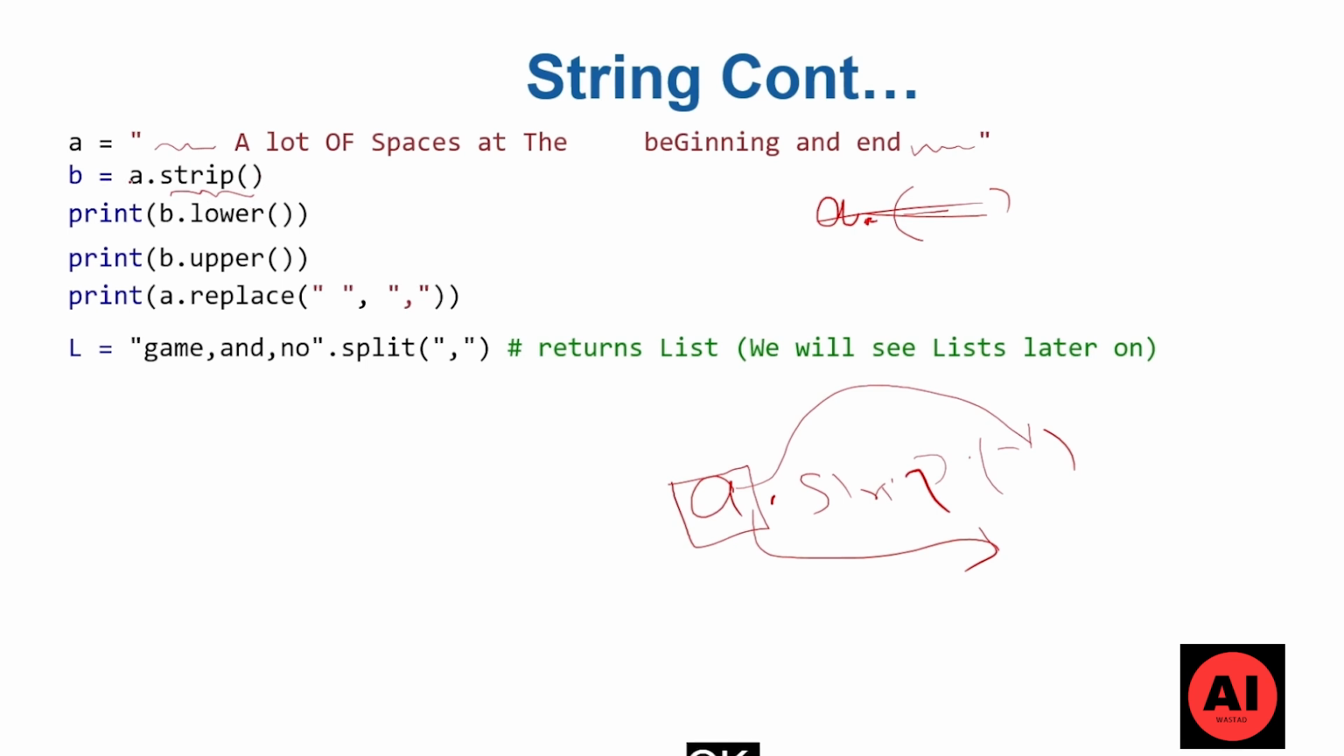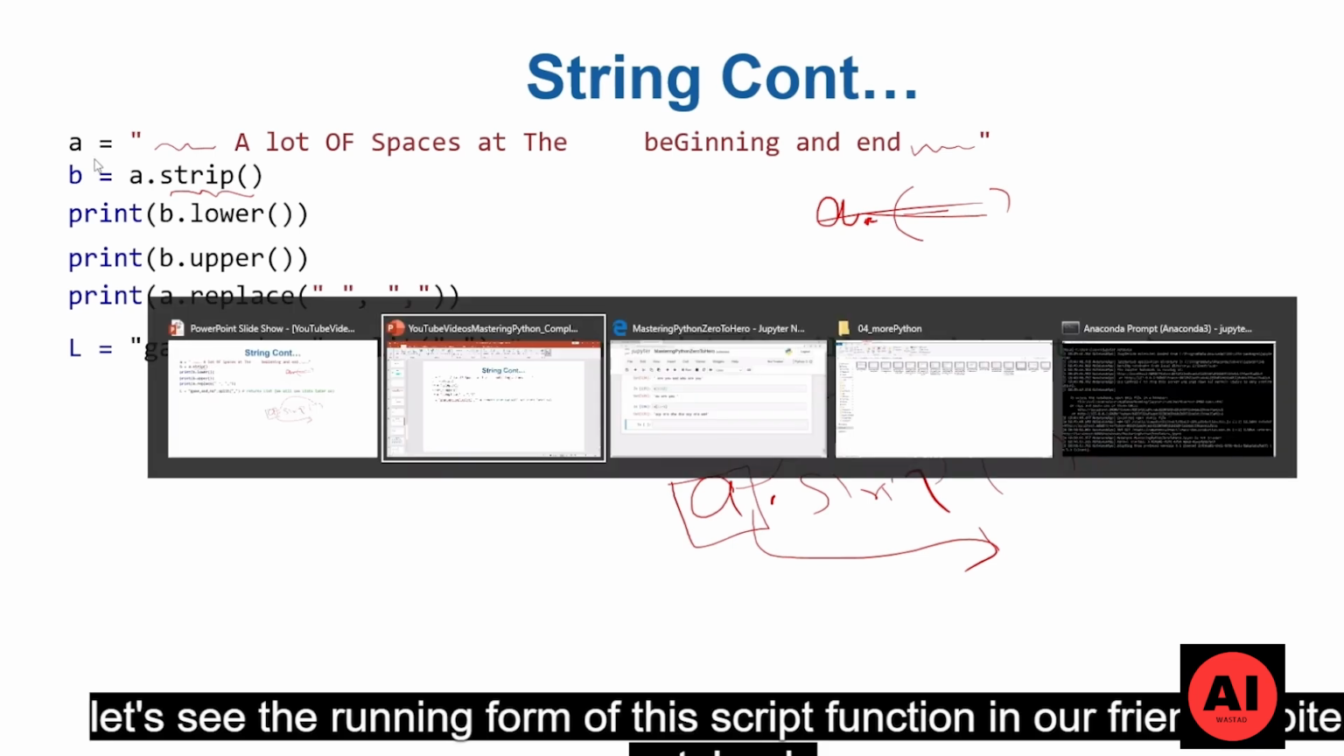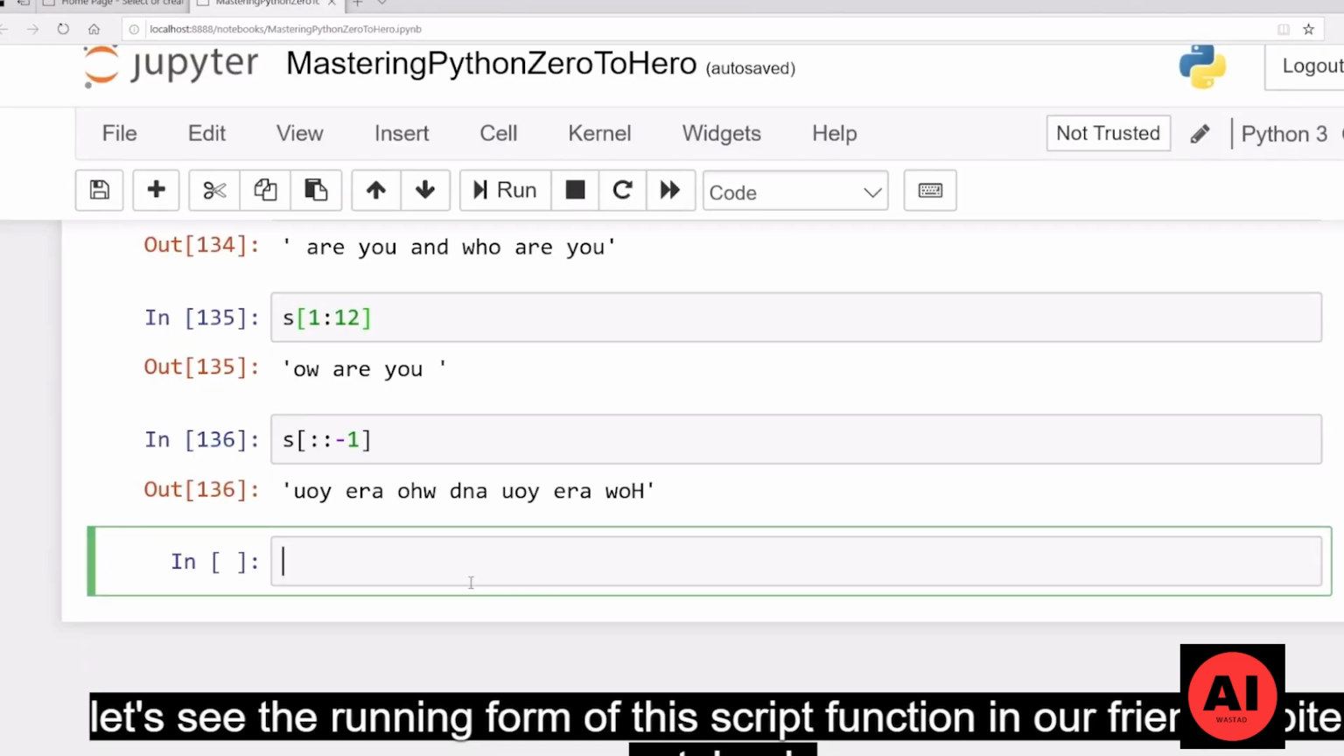Okay, a dot strip. It operates on a, which means a is passed in this function as an input argument, or it is available there inside the function implementation. And then what the strip function does is it removes all the spaces at the beginning and all the spaces at the end, and returns another string that has no spaces at the beginning and no spaces at the end. The new string is created in a variable b, or whatever name we choose for that variable. So let's see the running form of this strip function in our friend Jupyter notebook.